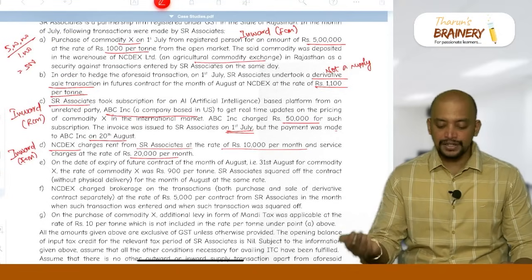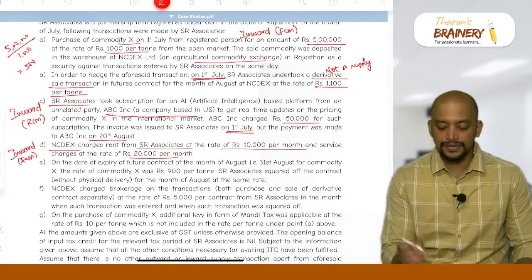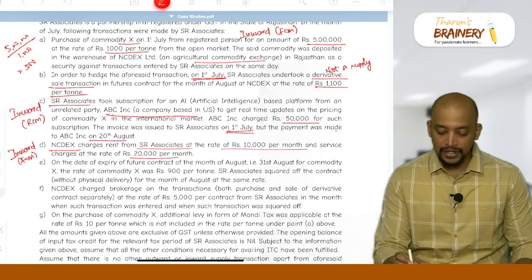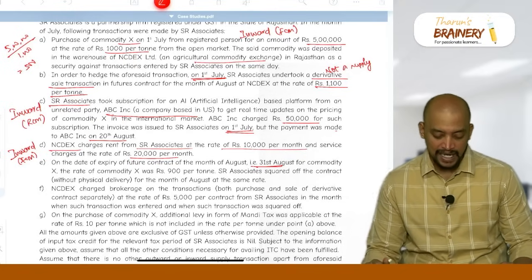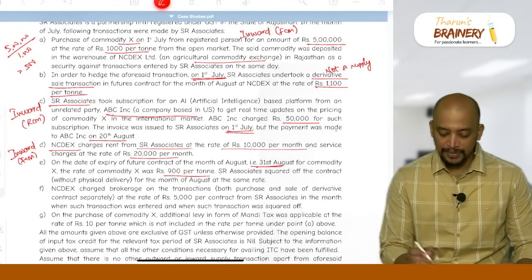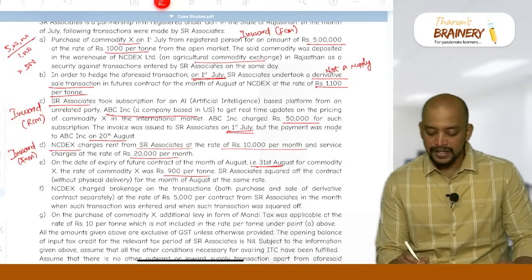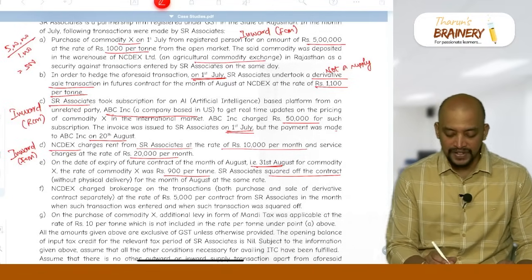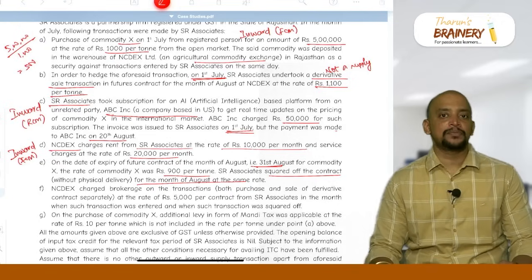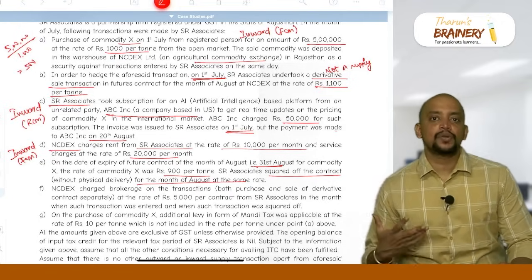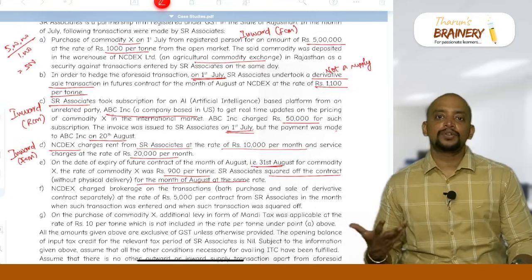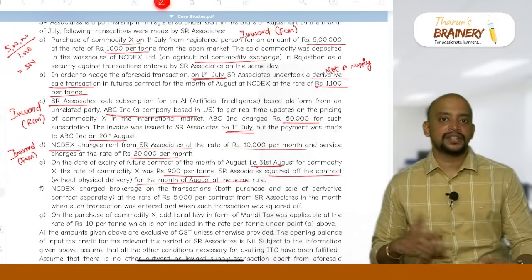First, they entered into the sale transaction of derivative, a sale of future contract, on 1st July, and August is the expiry, 31st August. The commodity was 900 per ton. SR Associates squared off the contract without physical delivery for the month of August at the same rate. What does that mean? Usually in derivatives there won't be any physical delivery. There will be only squaring off of the transaction, so the difference amount is paid.